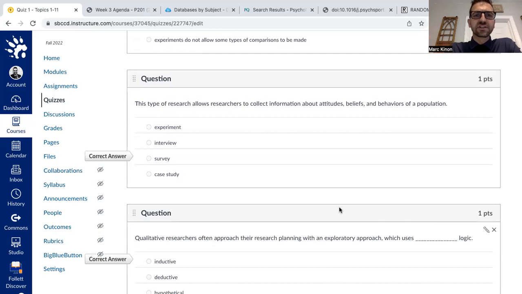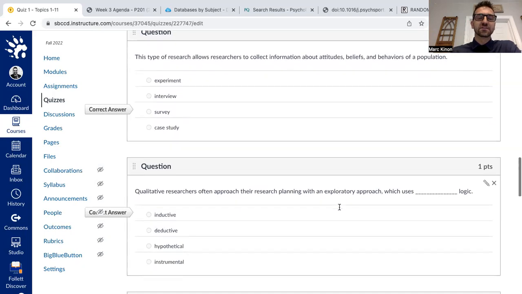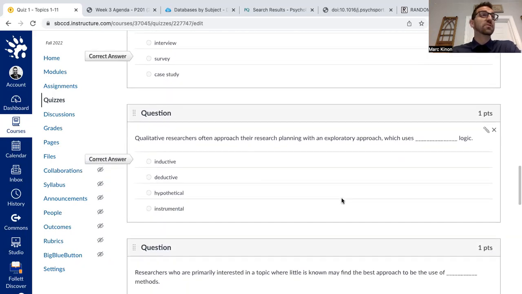This type of research allows researchers to collect information about attitudes, beliefs, and behaviors of a population. This is a survey. So surveys are really useful. And in fact, Personality and Gay Marriage Attitudes is a survey that was administered to a bunch of introductory psychology students in different settings.